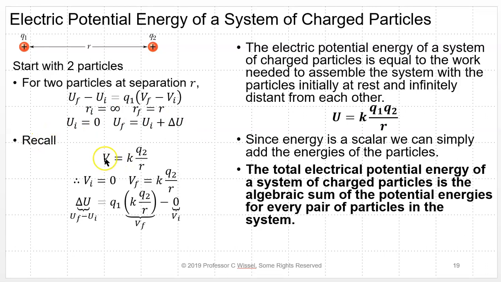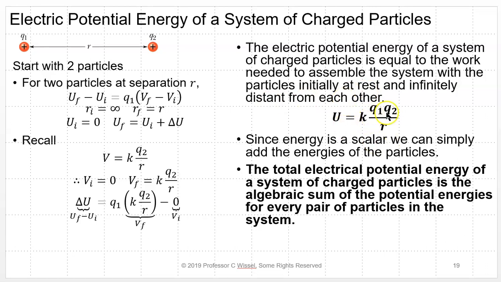We're going to remember that V equals K Q2 over R, so Vi will be 0. They're infinitely far apart, so they don't influence each other. And Vf will be K times Q2 over R. So the change in U, which is what it takes to assemble it, will be Uf minus Ui, and that will be Q1 times K Q2 over R, that's at Vf, minus Vi, which is 0. Why is it 0 at infinity? Because they aren't influencing each other. So we find that the electrical potential energy of a system of charged particles is equal to the work needed to assemble the system with the particles initially at rest and infinitely distant from each other.